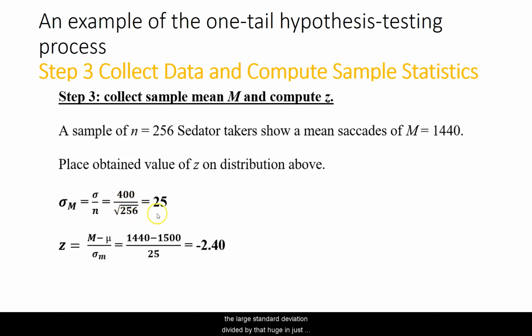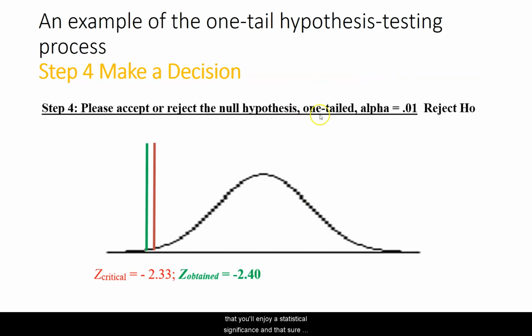Dividing by that huge N really made this a favorable outcome, because it lowered this 25 even lower than it could have been because of the small standard error. But again, all things equal, not to confuse the issue, the larger the sample size, the more likely, all things equal, that you'll enjoy statistical significance. And that sure helped here, because it barely exceeded that negative 2.33.